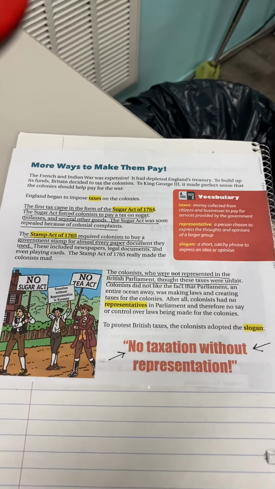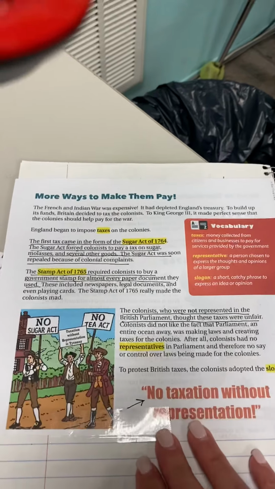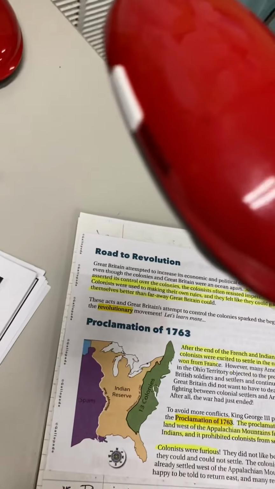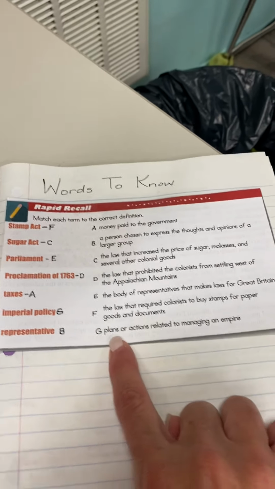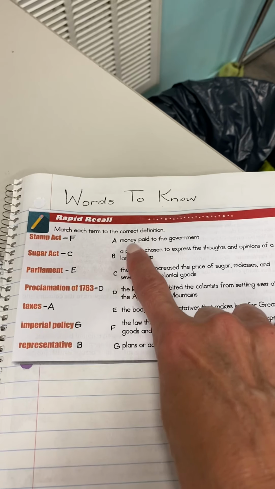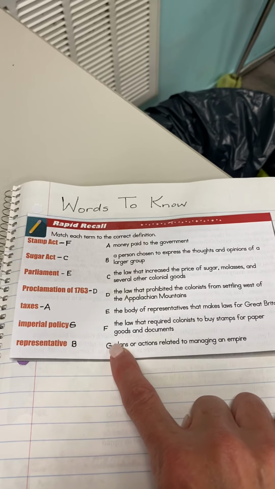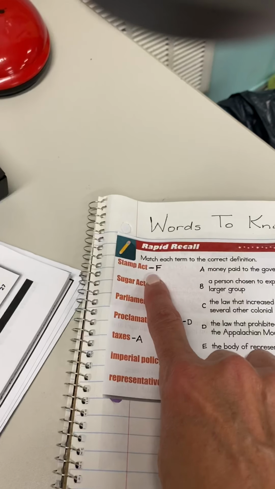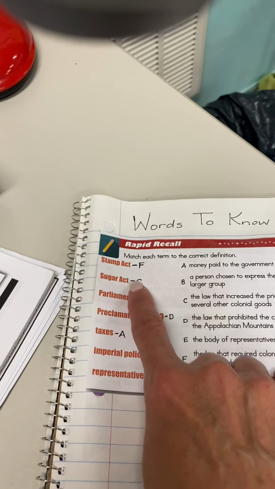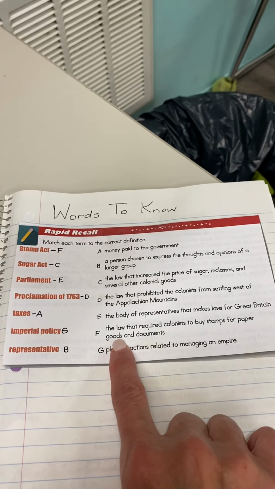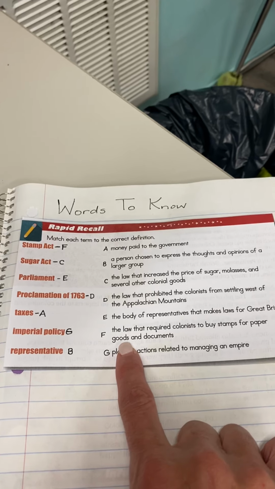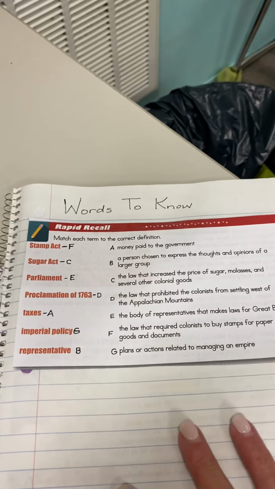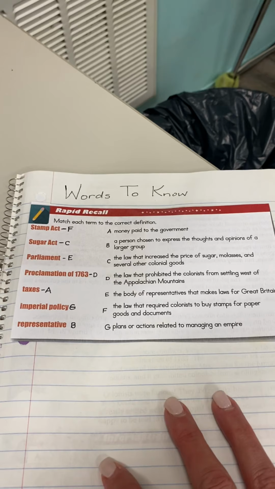The next thing I would like for you to do is to go ahead and go to page 27. I'll turn that here. On page 27, if you want to go ahead and cut this out, these are words to know. If you'll notice, I have labeled all of the definitions over here with a letter, and the act and the words will match up. So the Stamp Act, if you move to F, was the law that required colonists to pay stamps on paper and goods. And if you will just go ahead and label yours, if you need to pause this video to do that, please do so.